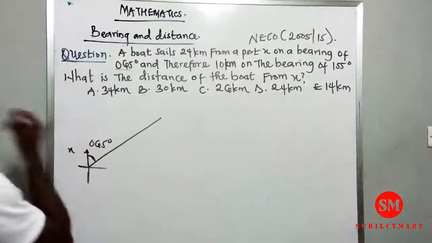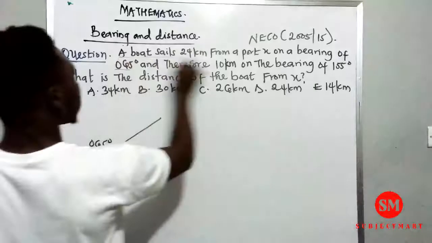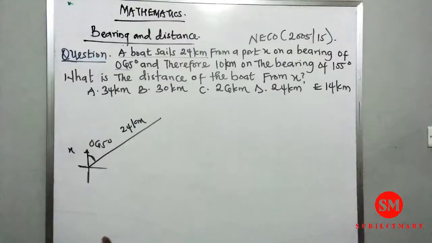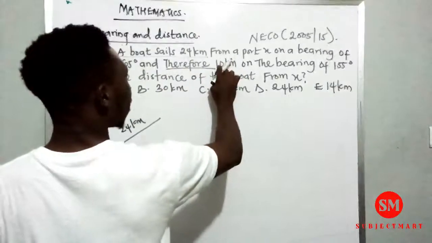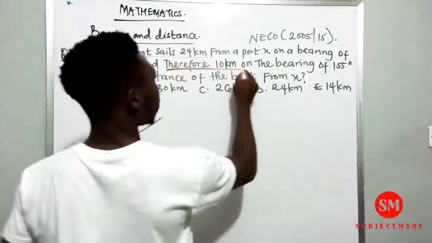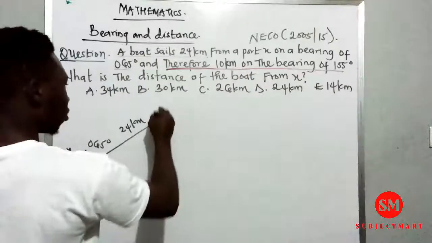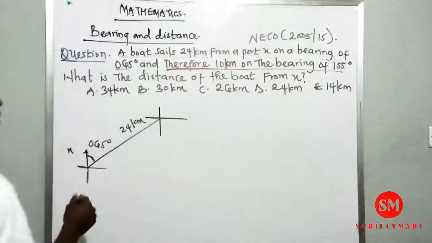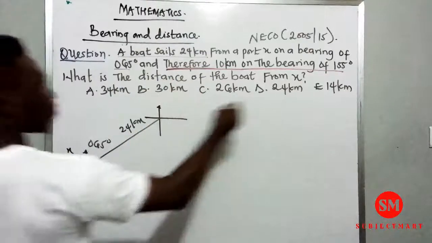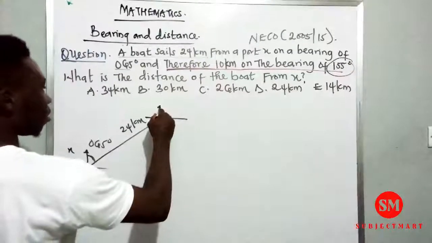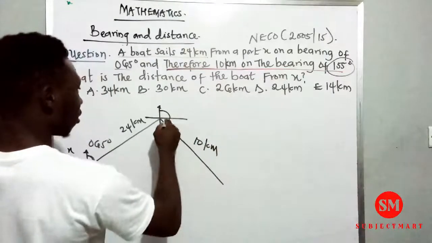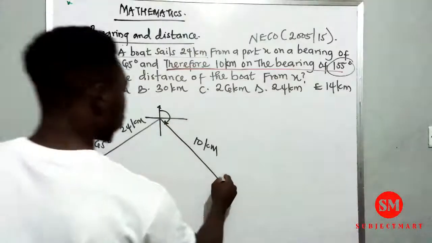This is our 65 degrees. Now, what's the distance? 24 kilometers. Therefore, 10 kilometers on a bearing of 155. So after getting to this position, it continued its journey. Don't forget, this is our north. On a bearing of 155 degrees, which is going to be around here. How many kilometers? 10 kilometers. So for 10 kilometers, another distance here.